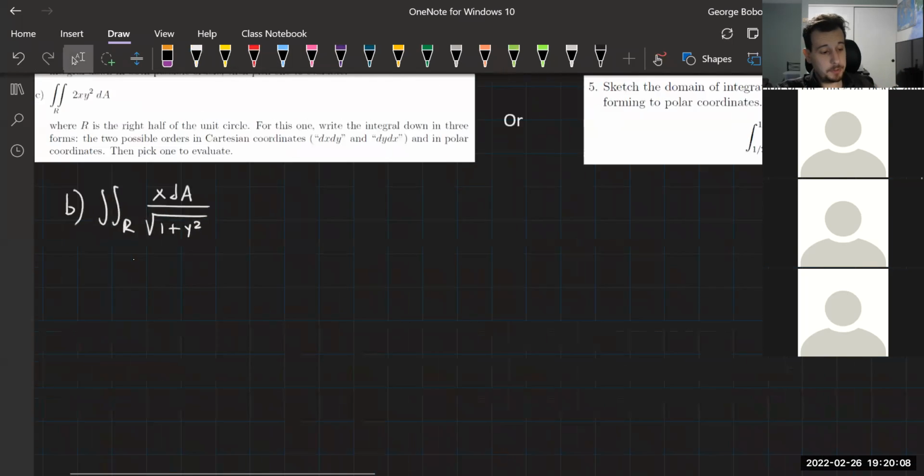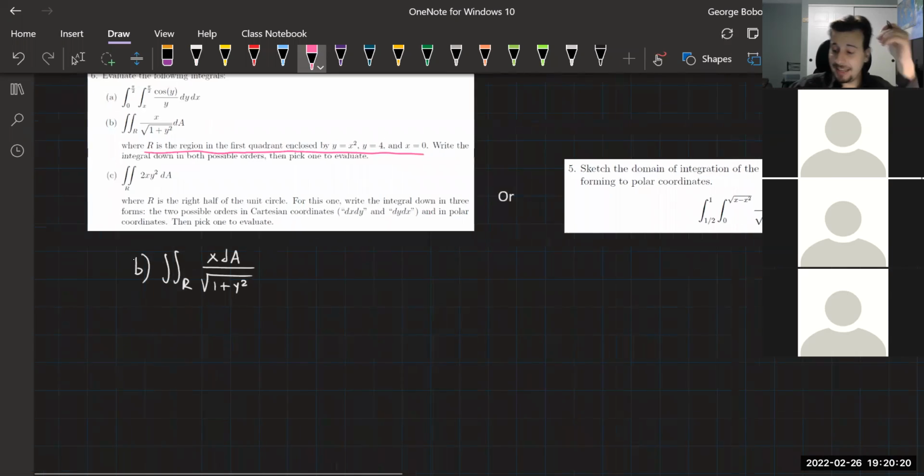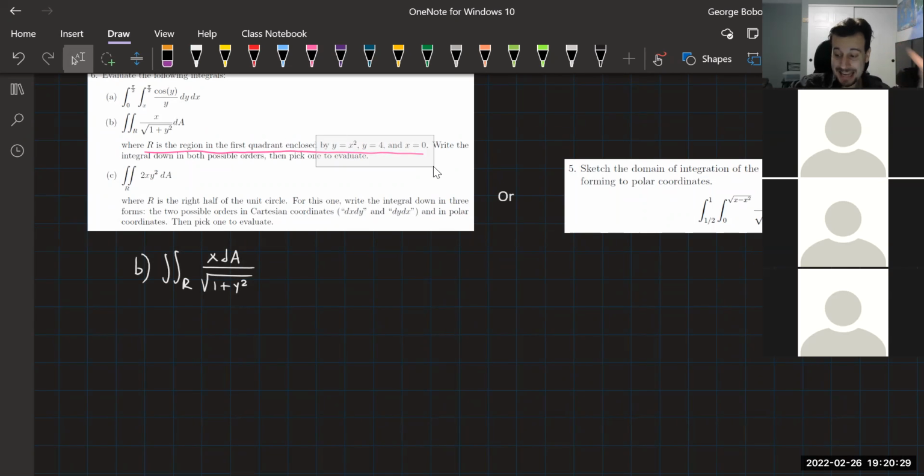That's what we're doing, basically. And so it says, we have to be really careful. The region is the first quadrant enclosed by these functions. So again, they kind of tell you the space that you're going to be integrating this function in.